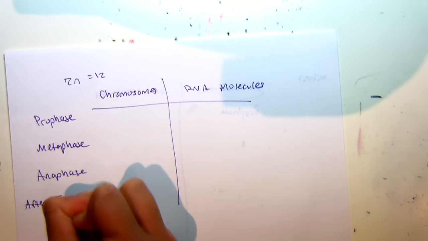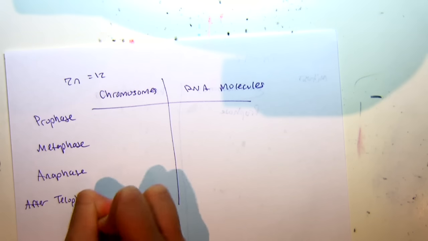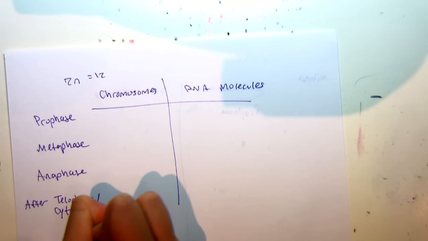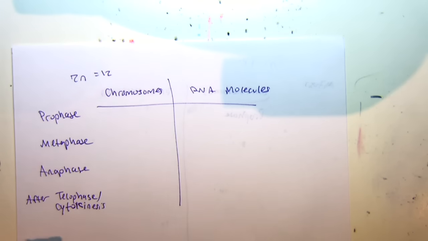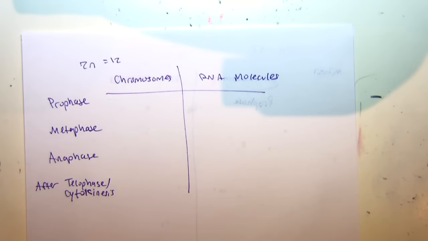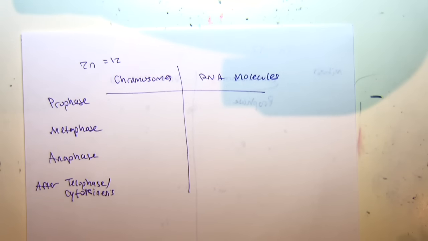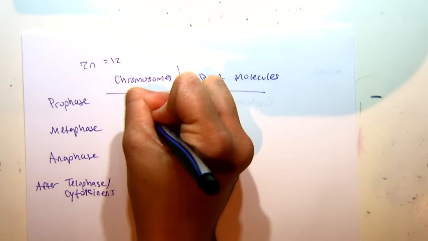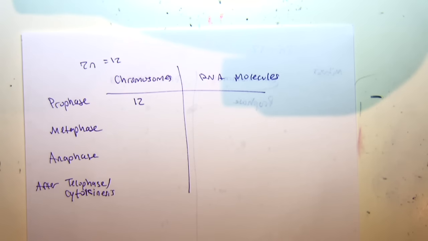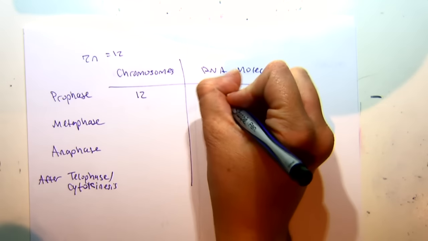Metaphase. Anaphase. And I'll say after telophase and cytokinesis, just so we're clear. Okay, so if our diploid number is 12, how many chromosomes are we going to have in prophase? 12. And we know we're replicated in prophase. So what's the total number of DNA molecules we're going to have? 24.